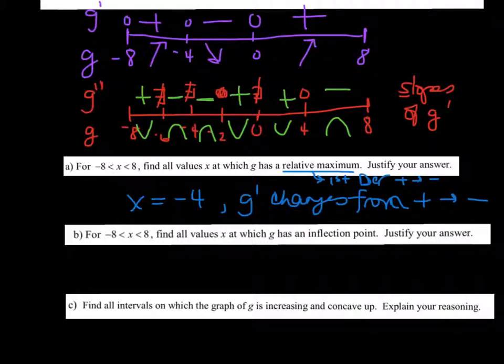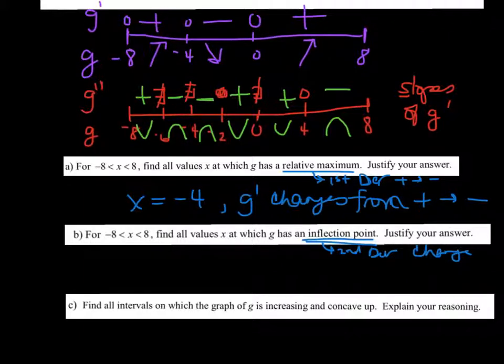Okay, the next question asks us, between -8 and 8, find all values of x at which g has an inflection point. Inflection points ask for the second derivative. Okay, and this time we just needed it to change sign. All right, so now I'm looking at the second derivative, and you can see here that we are not changing for every interval. So where specifically am I changing signs?